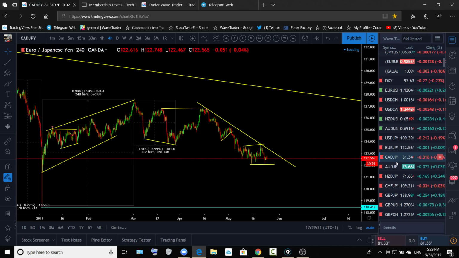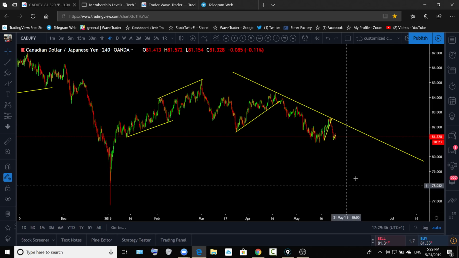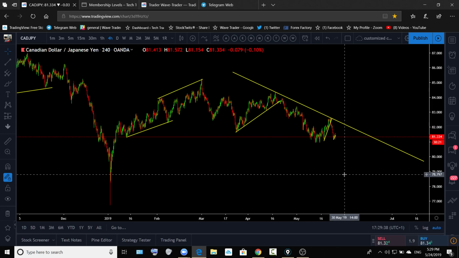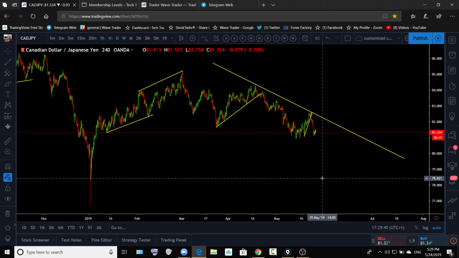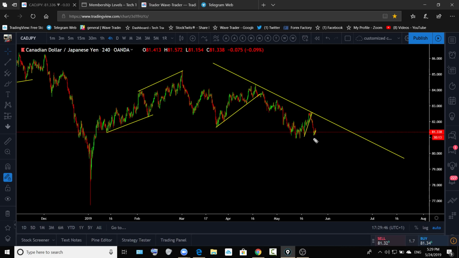Okay, so CAD yen is very similar. We were expecting CAD yen to continue to go lower like the other yen pairs. It corrected and went lower, so we went short in it, and we are currently looking for it to continue to go lower. So that wave is to happen.